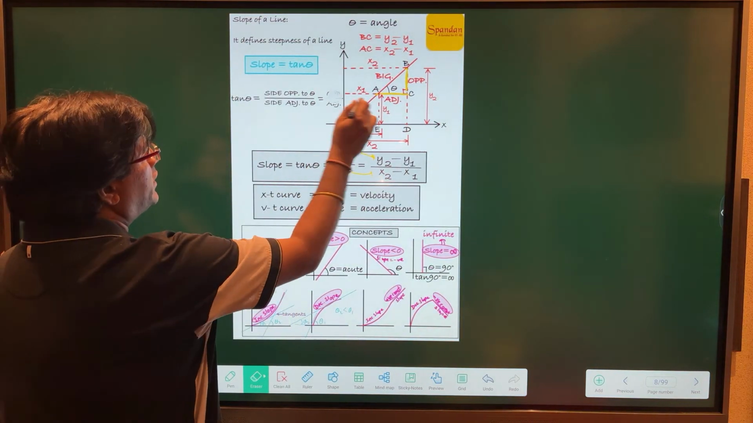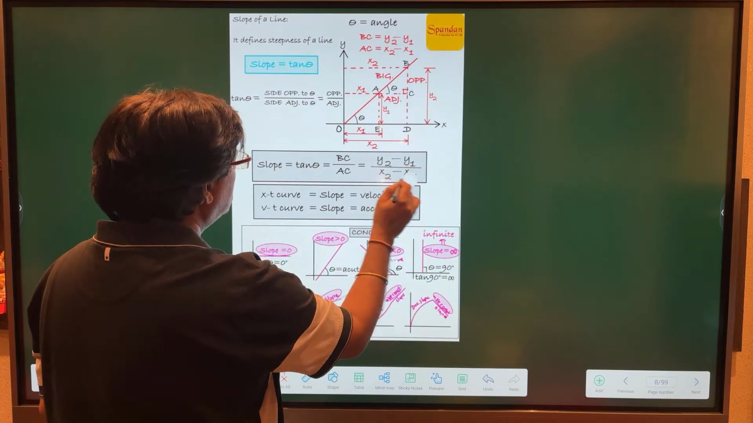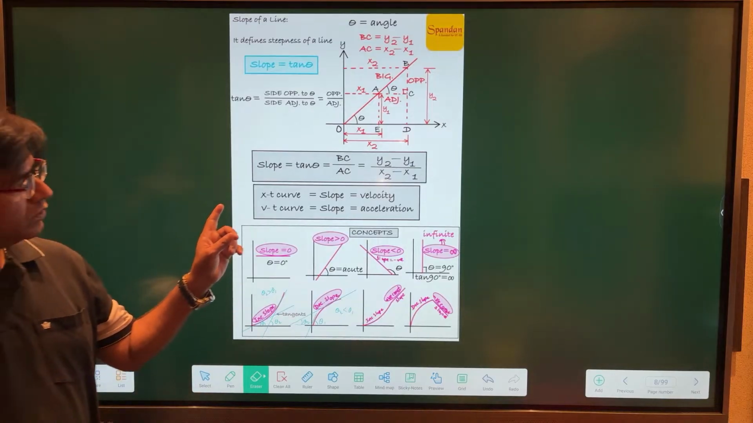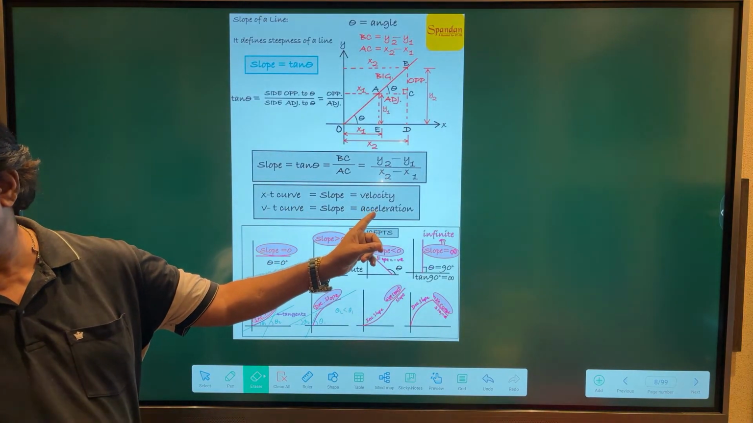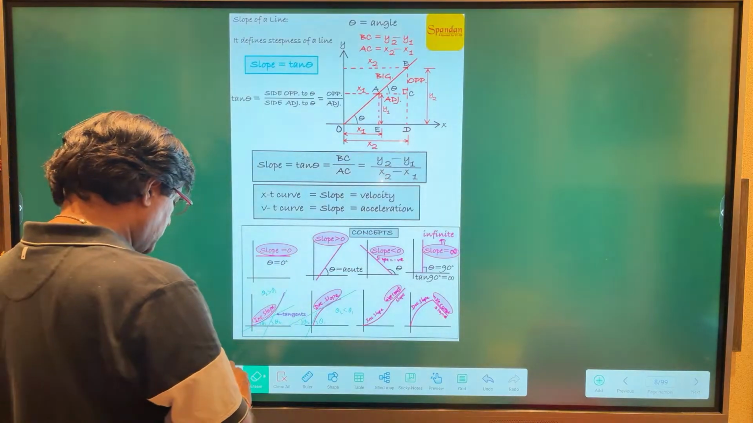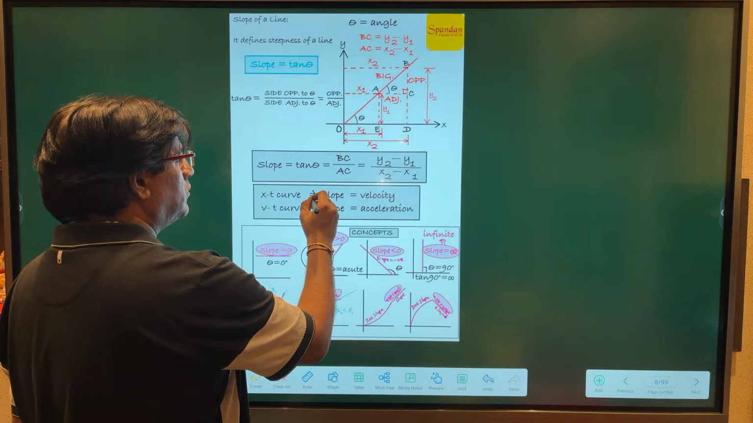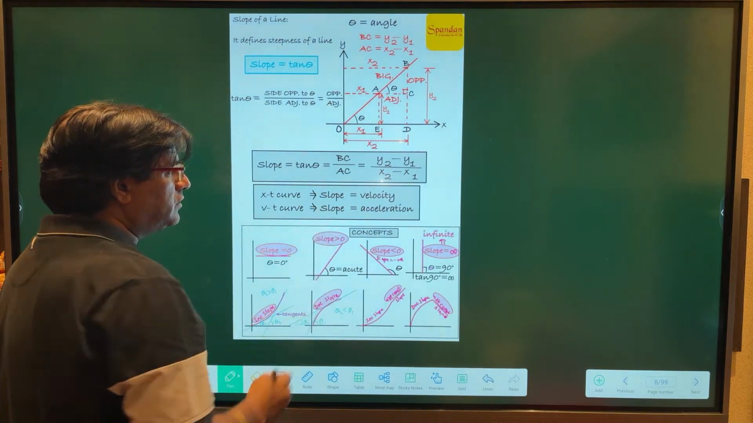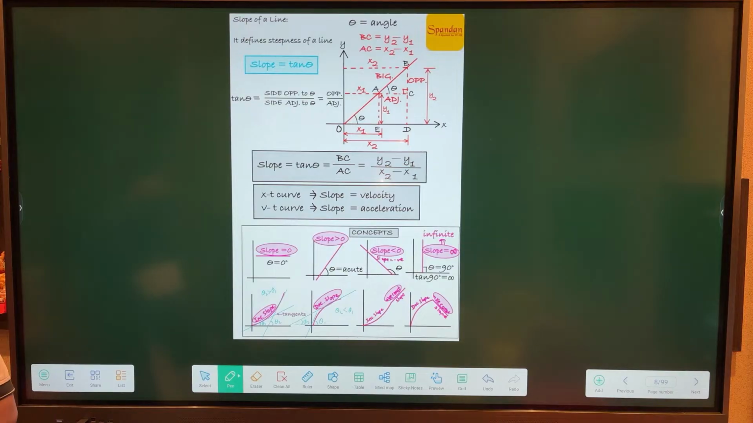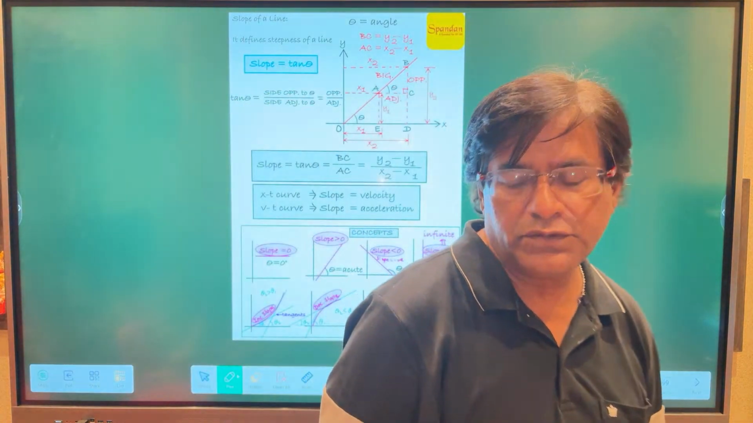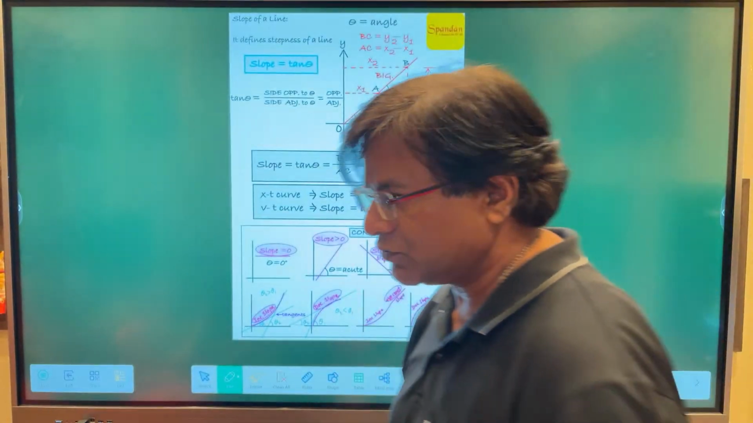Next we will see that the slope of the position time curve gives velocity, and if we have a velocity time curve, then the slope of this velocity curve will give the acceleration. Understand? Now we will move on to some concepts related to this slope.